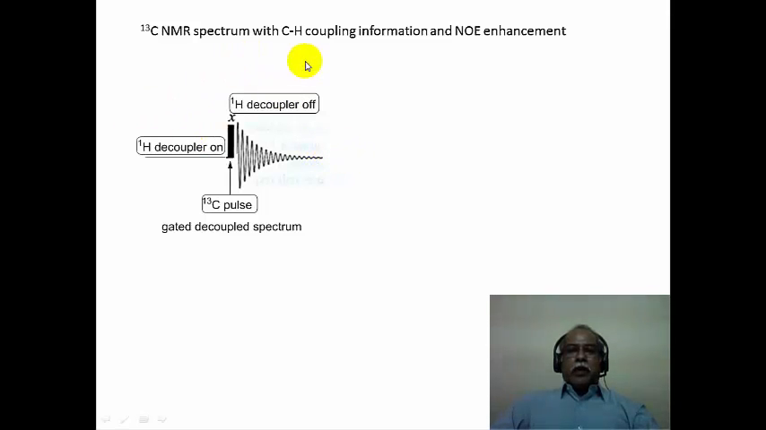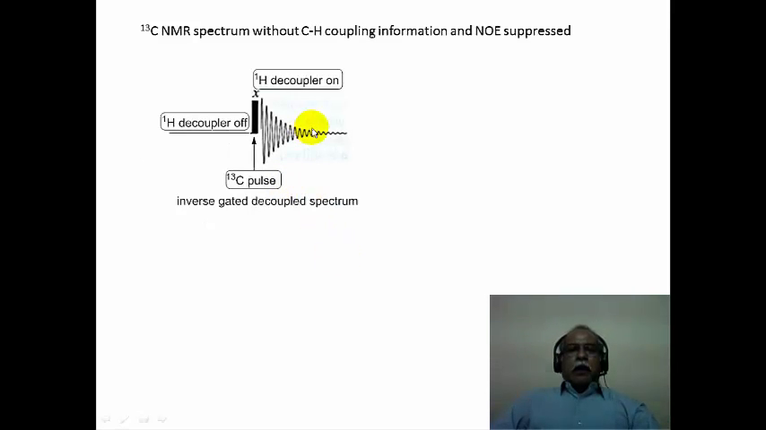So what you get is the CH coupling information along with the NOE enhancement, and this is a spectrum with the CH coupling information, because the decoupler is turned off here, along with the NOE enhancement, which is what is seen in the gated decoupled spectrum. Now in the case of carbon-13 without the CH coupling information, NOE is suppressed. This is a kind of pulse sequence that one has.